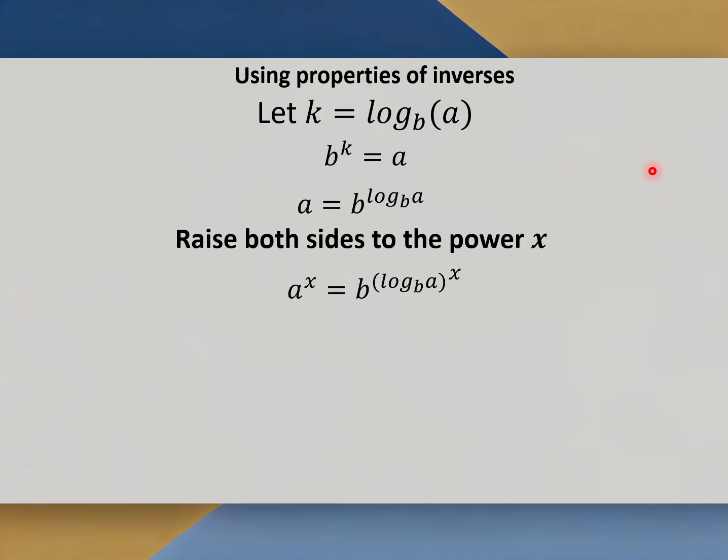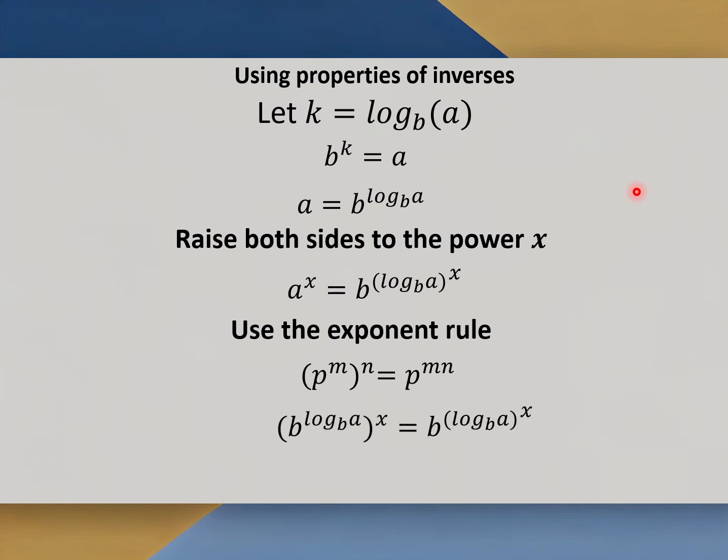We're going to use the exponent rule. That means (m to the power of n) to the power of x is equal to m to the power of nx, which means we can just say that we're multiplying them. So the next part is I am going to rewrite this, and we know this here is equal to a to the power of x. So I can say a to the power of x is equal to b to the power of (log base b of a) x.